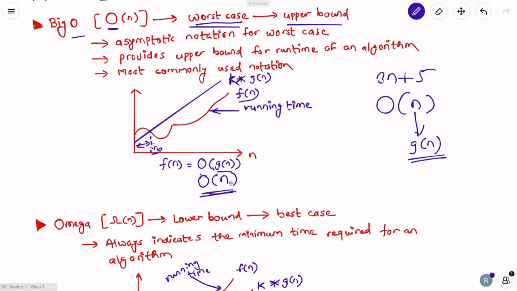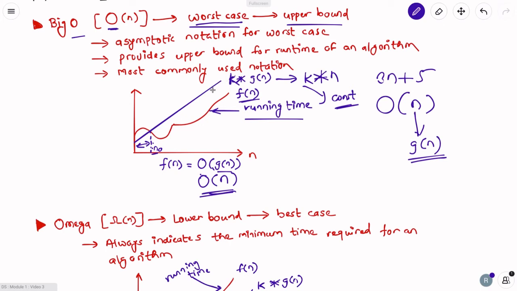So when we say that f of n is equal to big O of n, the meaning of this is basically that the running time of the program is never going to exceed k into g of n. So in this case, the running time of the program is never going to exceed k into n, where k is a constant. That basically means we are representing an upper bound for an algorithm. We are saying that the running time of the program is always going to be lesser than this upper bound that we have drawn here by a blue line.